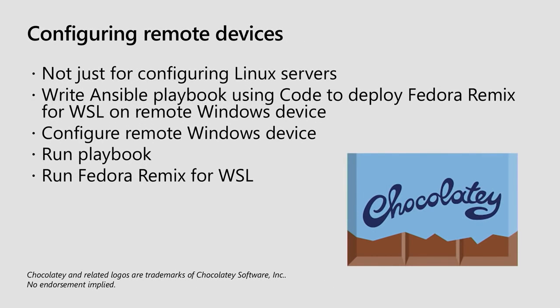The next thing we wanted to show you is how to deploy Windows packages on Windows machines using WSL, using Chocolatey. And the example we picked was Fedora Remix for WSL. So on WSL, you could deploy WSL to other Windows machines, set them up, configure them, run software updates, and apply certain security features, all remotely, all using the same platform.